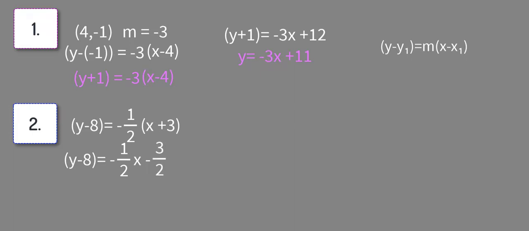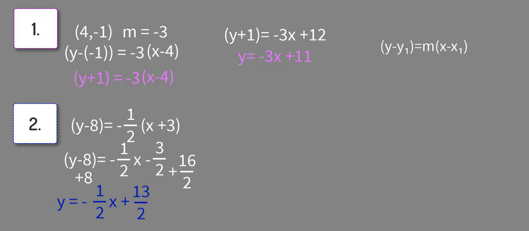We'll add 8 to both sides, so plus 8 on this side, and we'll go ahead and make this plus 16/2 on this side since we're given 3/2. So y, because the 8's cancel, equals -1/2 x, 16 minus 3 is 13, so plus 13/2.